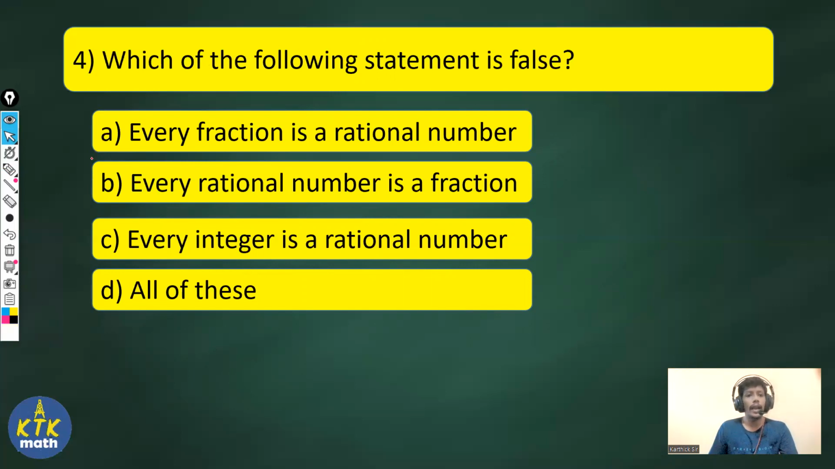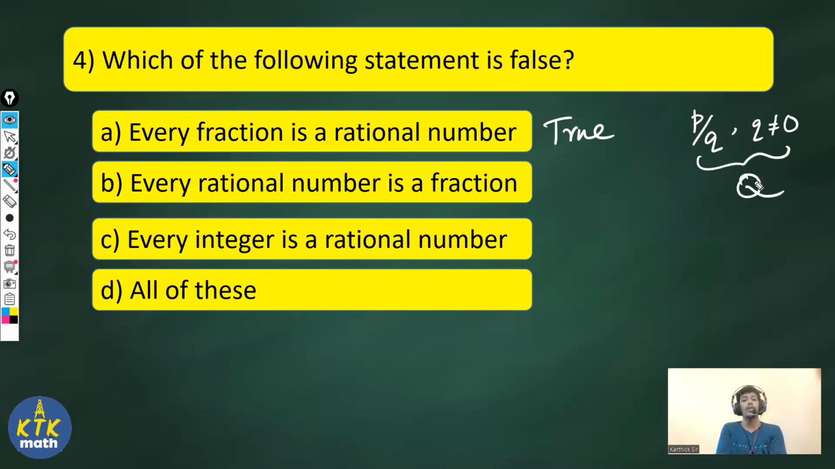The first one is: every fraction is a rational number. Yes, it is true, because all the fractions will be in the form of P by Q, right? And P and Q are integers, Q is not equal to 0. This is the condition for rational numbers. Rational numbers are denoted by Q. Okay, so the first statement is true. Now, the second statement: every rational number is a fraction. Is that true? Every rational number. Statement B is the vice versa of statement A.